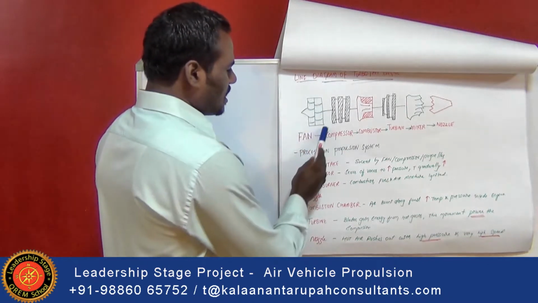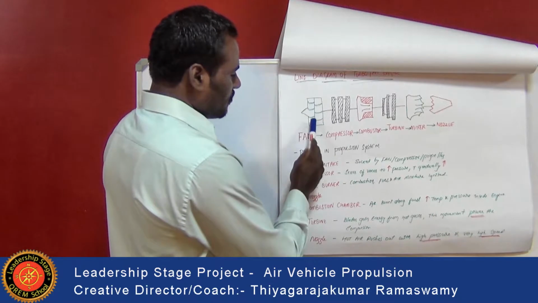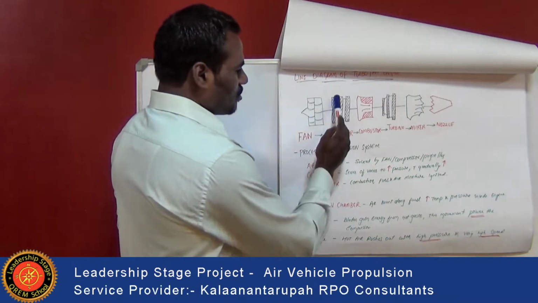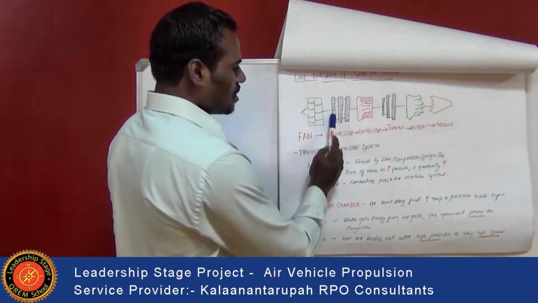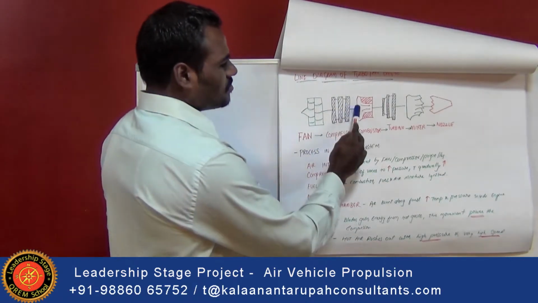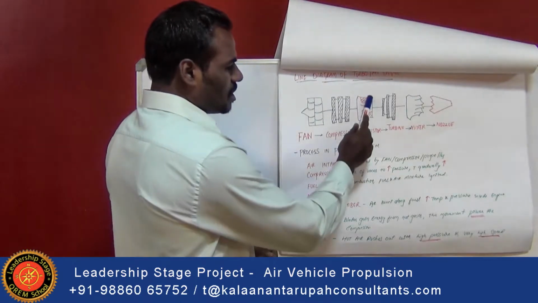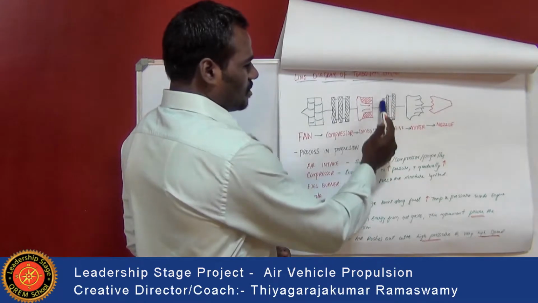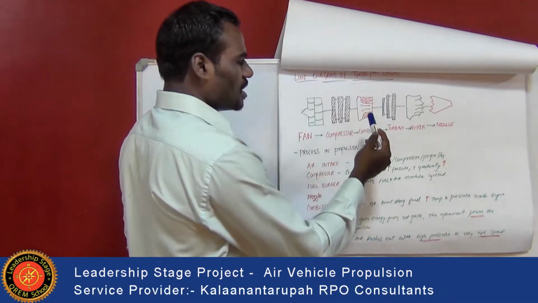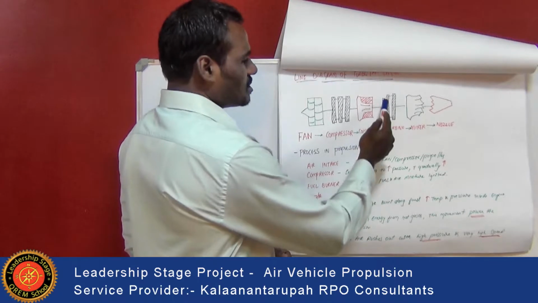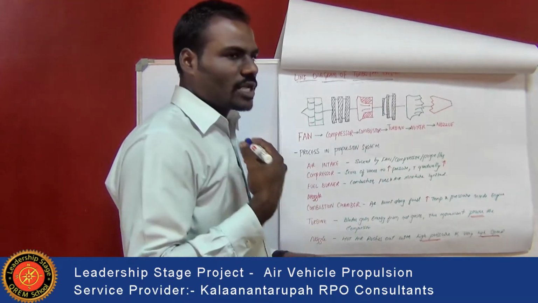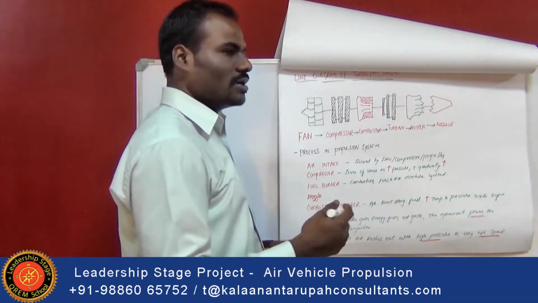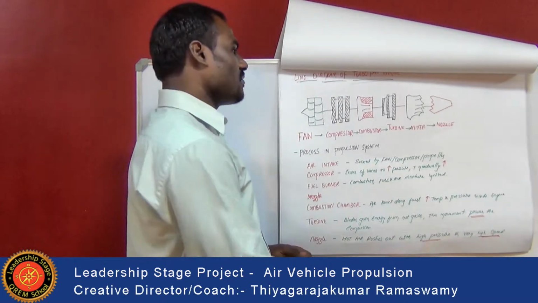Now the first one is the inlet duct, where the fan or the propeller is situated, and after that it is connected to a compressor, which is shown in this area. Then the compressor is connected to the combustion chamber where the combustion process is carried out, and the exhausted power is subjected to a turbine where the pressure of the exhaust gas is reduced and it is subjected to a higher velocity.